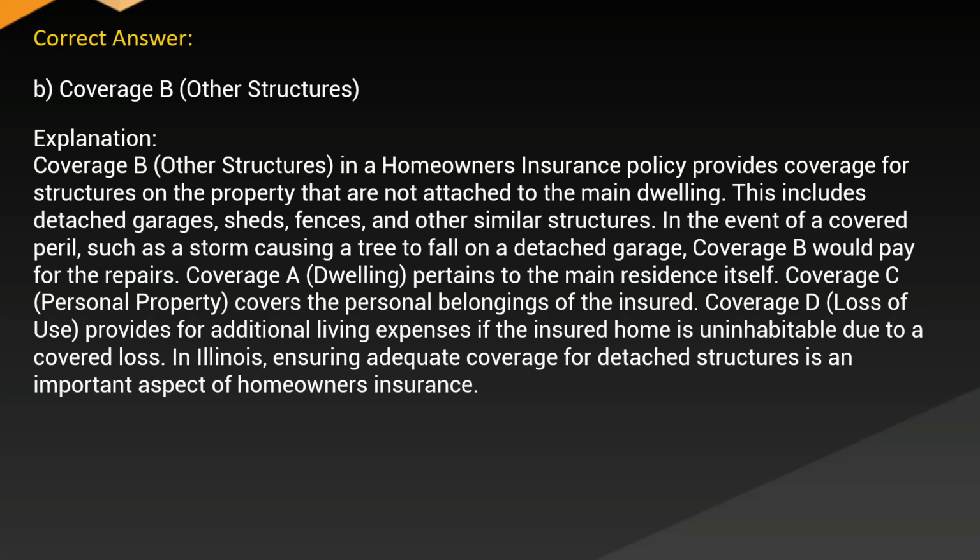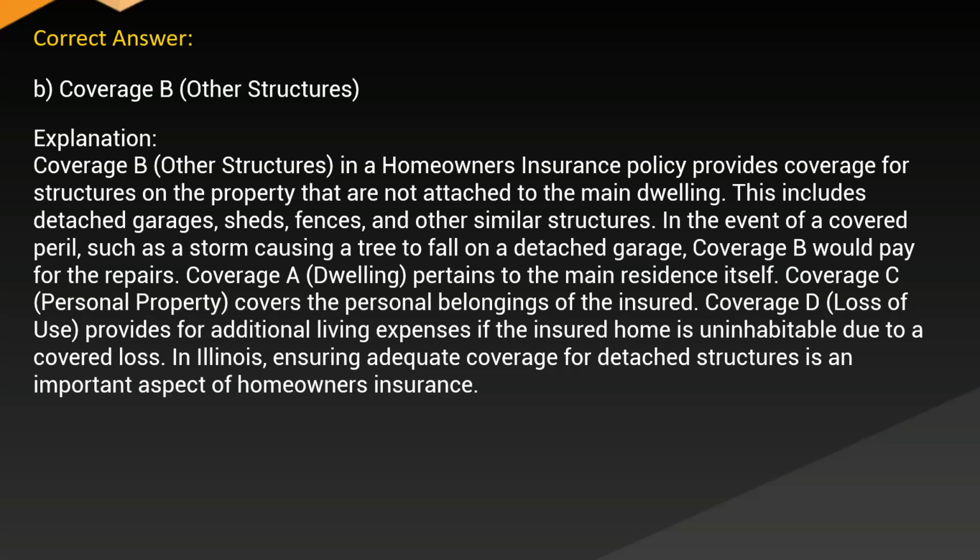Correct answer. B. Coverage B, other structures. Explanation. Coverage B, other structures, in a homeowner's insurance policy provides coverage for structures on the property that are not attached to the main dwelling. This includes detached garages, sheds, fences, and other similar structures. In the event of a covered peril, such as a storm causing a tree to fall on a detached garage, Coverage B would pay for the repairs.